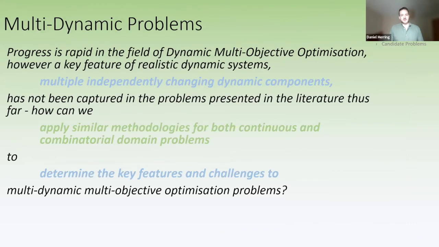So our research question: multiple independently changing dynamic components have not really been represented in problems previously. How can we apply a similar methodology to both continuous and combinatorial problems to determine the key features and challenges for these types of problems? Again, I'd like to reiterate that these investigations are exploratory, and I'm just trying to determine what the key challenges are for this type of problem, and if there are any observable features that we could use going forward to help navigate this problem space.